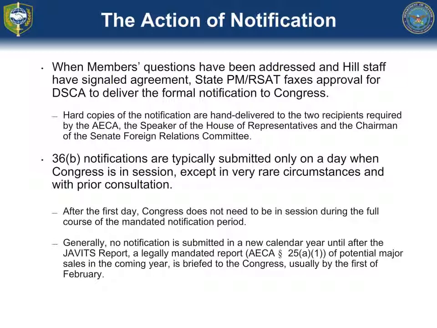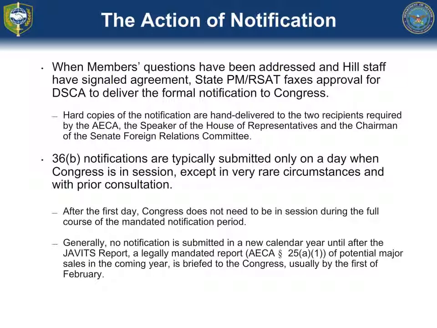Now, 36B notifications are typically delivered to Congress only on a day when Congress is in session, except in very rare circumstances and without prior consultation. Congress doesn't have to be in session during the notification period, just the first day. So after that first day, Congress can go into recess, for instance the August recess, and the period can expire. They just have to be in session when it starts.